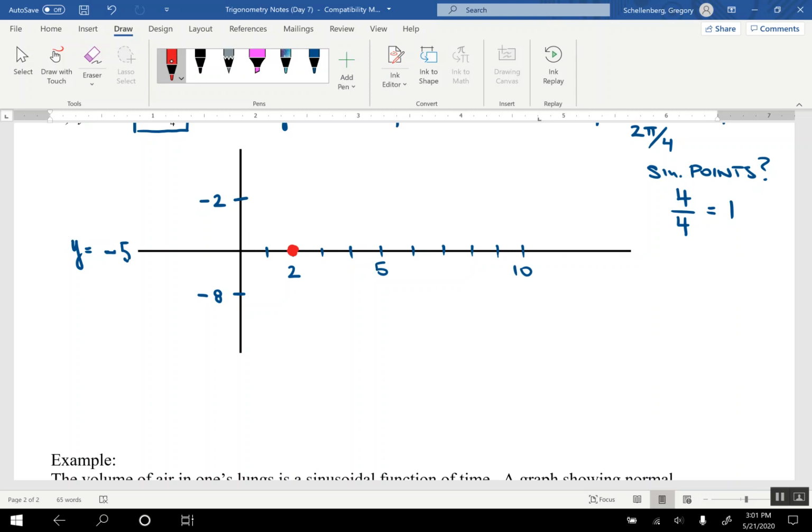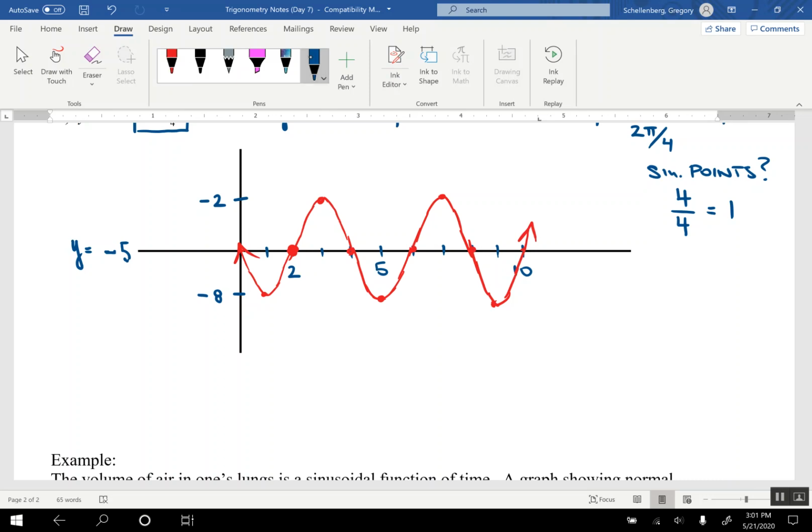Okay, and it's a positive sine function, so it would increase to begin. And we can plot the rest of our sig points here. Connect the dots on our sine curve. And we get something like that.